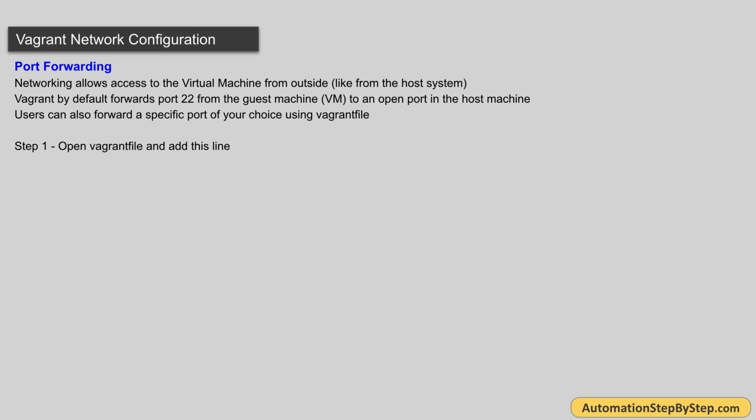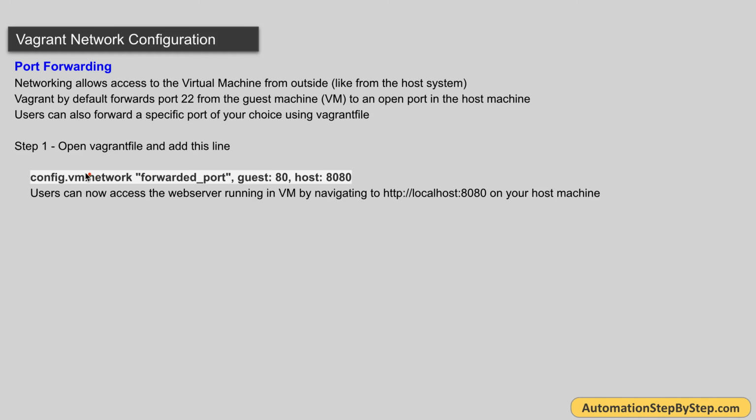So let us see how we can do this. We will open the Vagrant file and add this line: config.vm.network, and then we say forward port, and here we say which port from the virtual machine, or the guest machine, should be forwarded to which port of the host machine. So here we are saying forward port 80 from the virtual machine to port 8080 of the host machine.